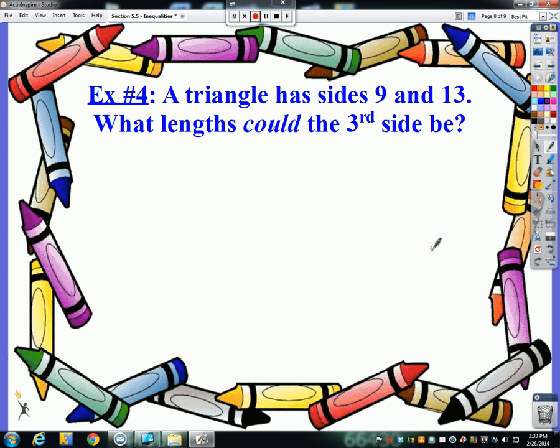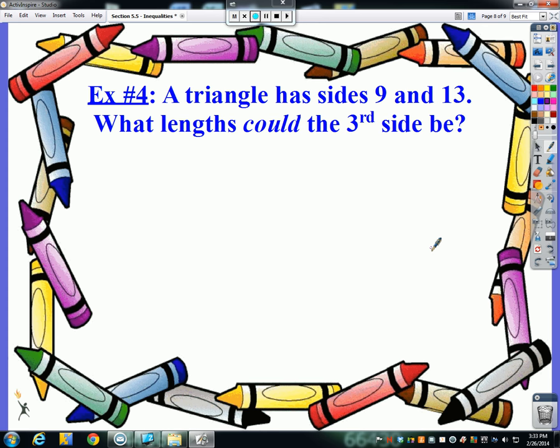Now to the last type of problem. It says a triangle has sides 9 and 13. What lengths could the third side be? So what we're going to write is what's called a compound inequality, which basically tells us the smallest the third side could be all the way up to the largest the third side could be.